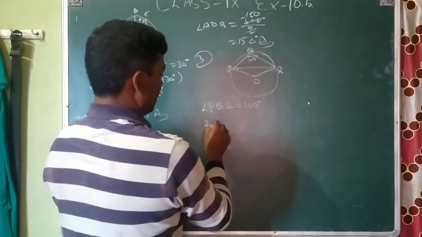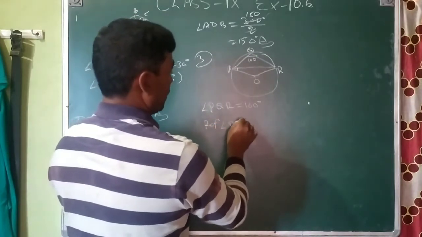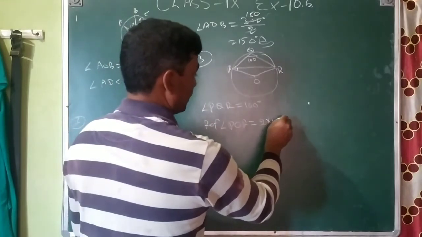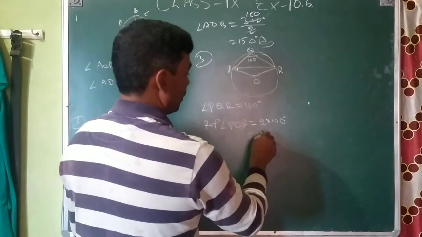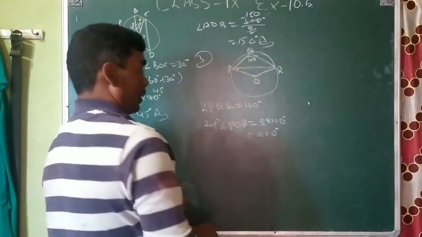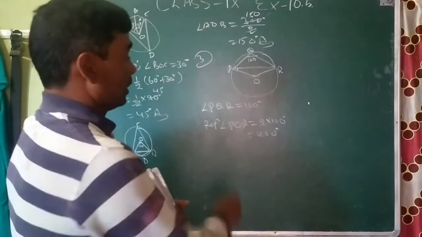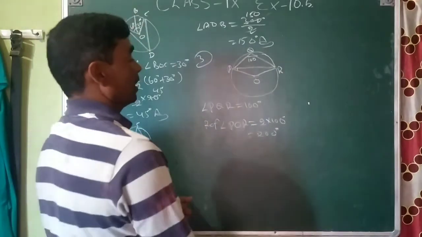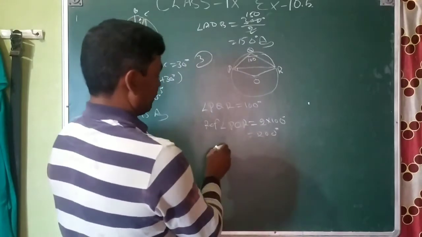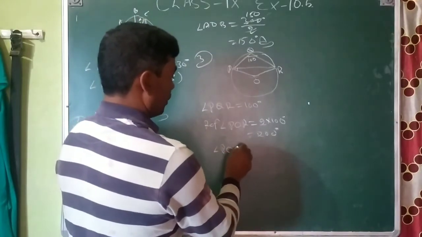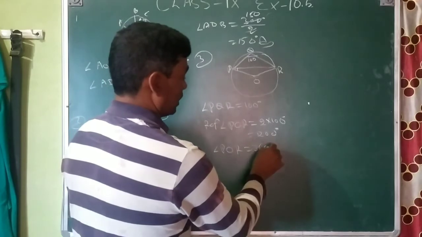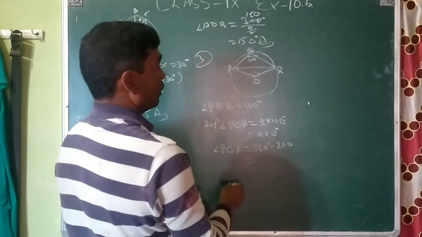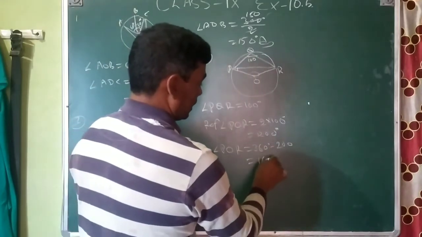So reflex angle POR is equal to 2 multiplied by 100, that is 200 degrees. Why have I written reflex here? Because that is greater than 180 degrees. If your angle is greater than 180 degrees, then you write reflex. So angle POR is equal to 360 minus 200, that will be 160.